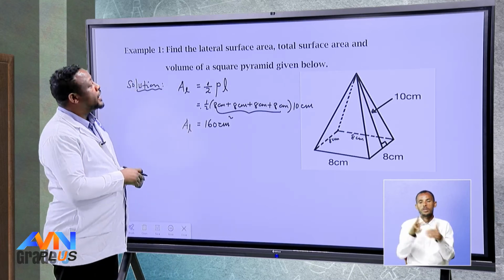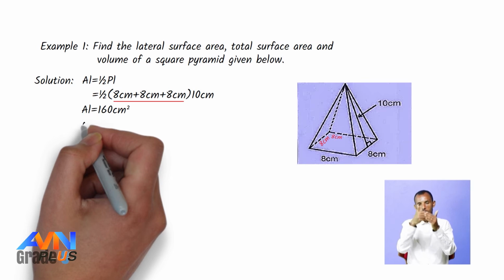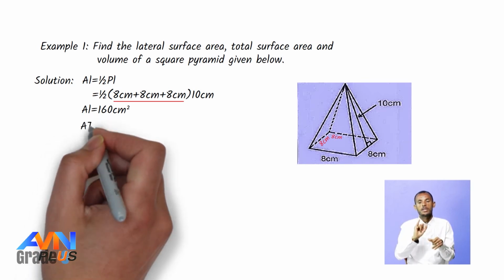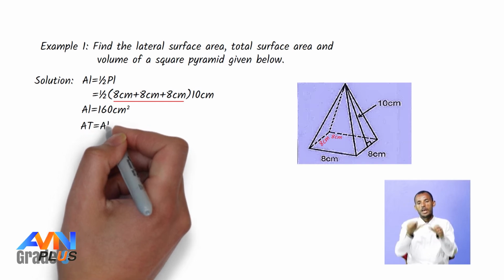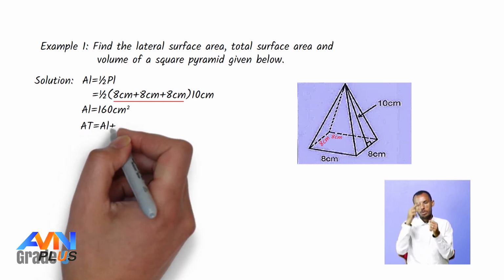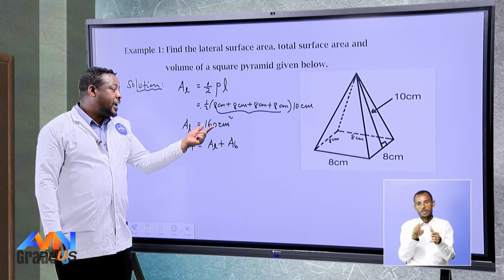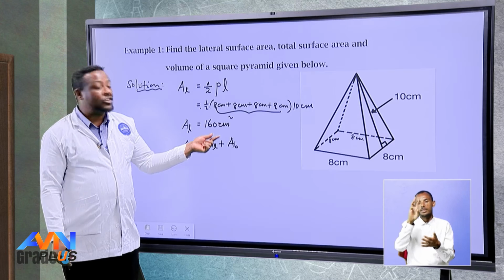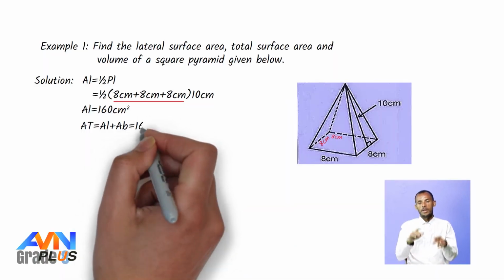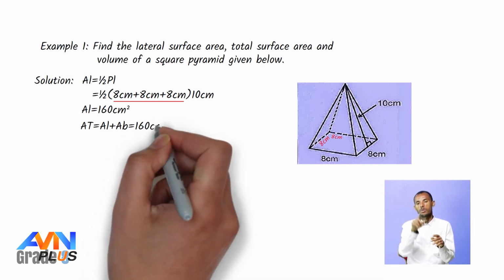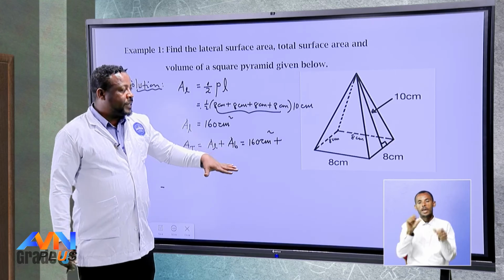Next, we are asked the total surface area. The total surface area is the sum of the lateral surface area plus the area of the base. We have only one base. From the first, we can take 160 centimeter square in place of the lateral surface area, plus the area of the base.